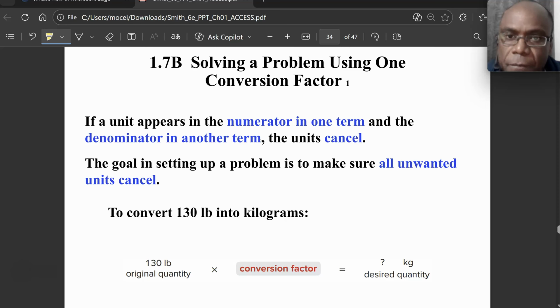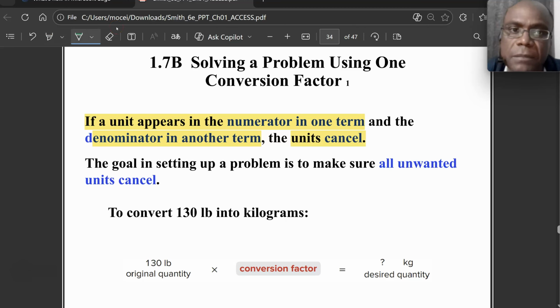Let us now show some examples on how to use conversion factors to interconvert from one unit to another. Now, the goal here is to make sure we are cancelling the units that we started with, as we keep the unit that we need. If a unit appears in the numerator in one term and the denominator in the other term, those units must cancel. What does this mean?